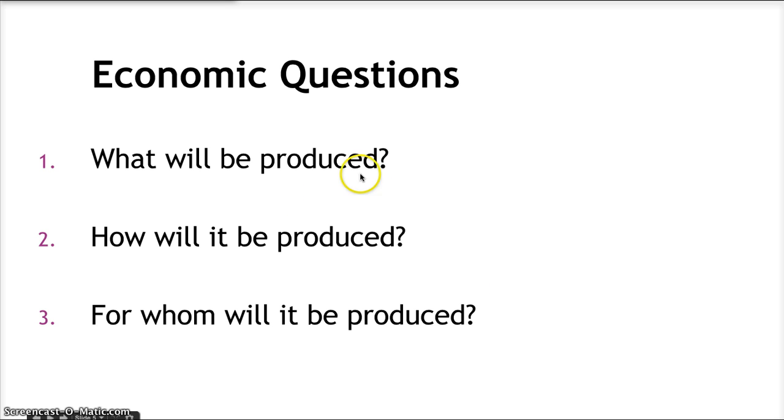So the first question is pretty self-explanatory. What do we produce? Basically asking, how are we going to use the limited resources and produce what goods and what services? What are we going to make? And simply put, in our society, the way we decide what we produce is simply what consumers want. If people want it, somebody out there is probably going to try to produce it.